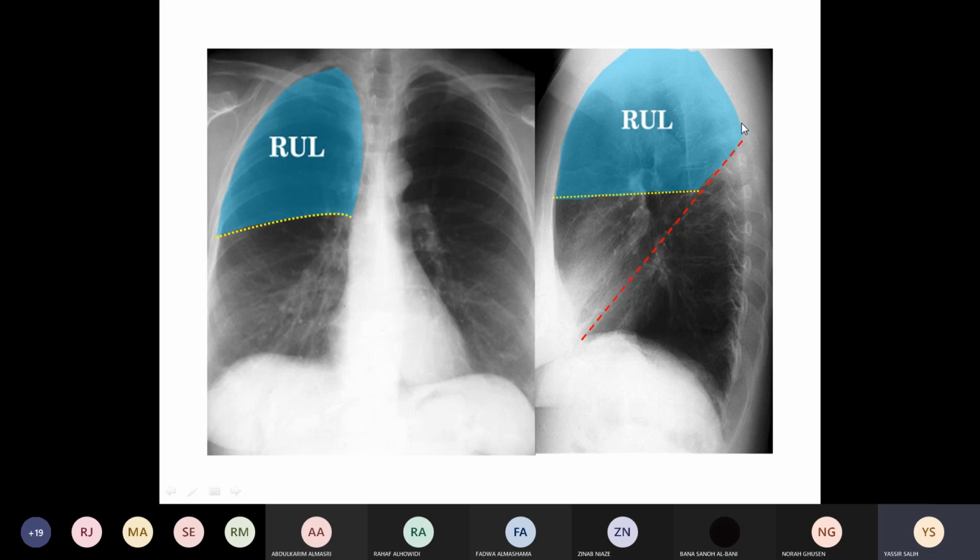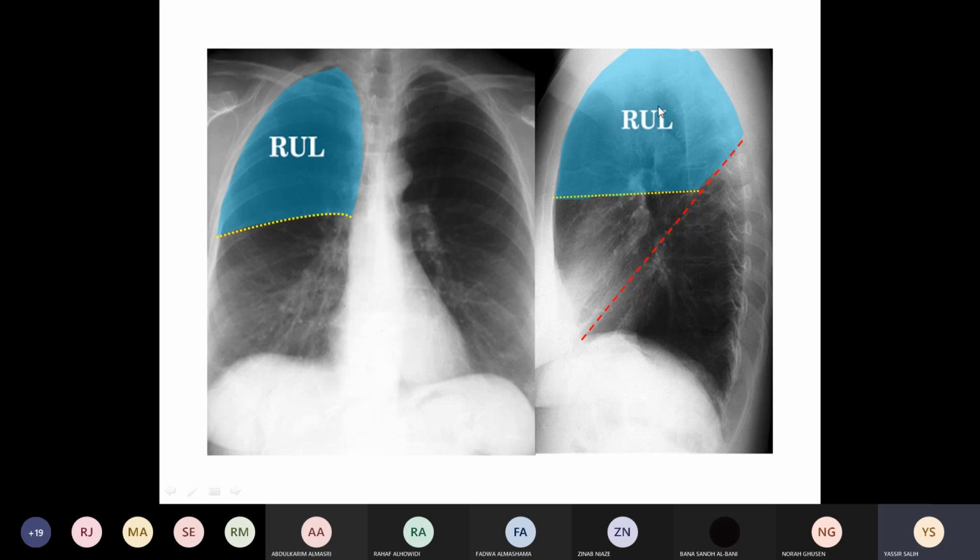Then from the frontal to the lateral, you can see this colored region located anterior to the oblique fissure and superior to the horizontal fissure. So this is the right upper lobe.